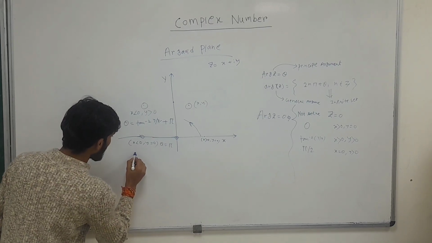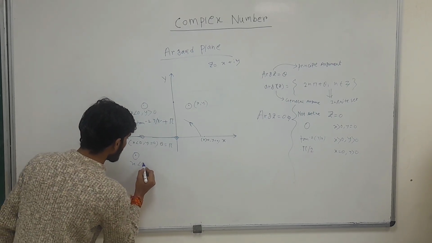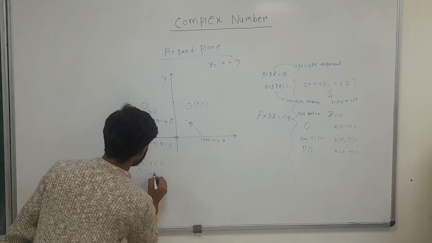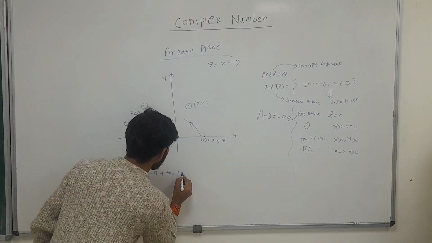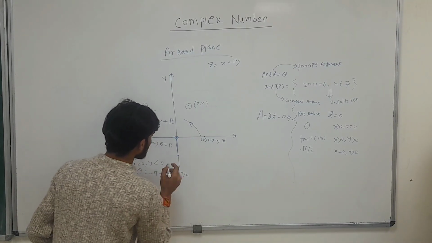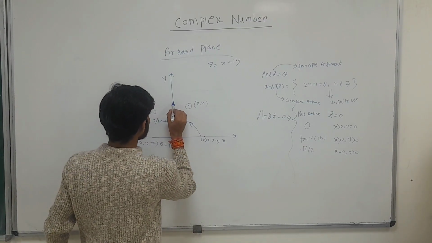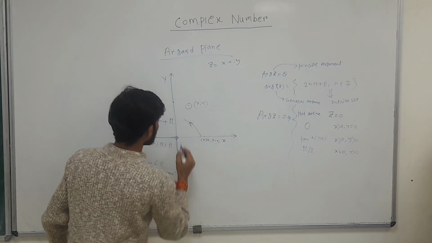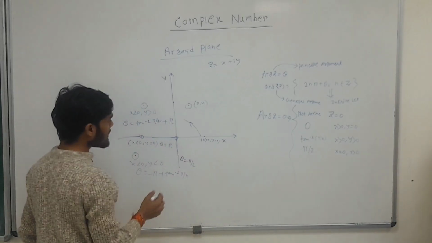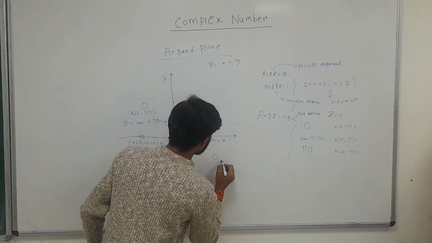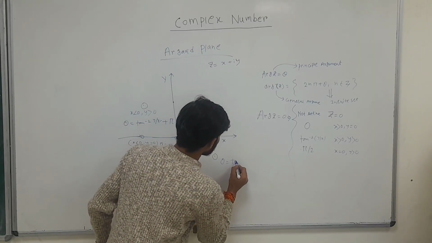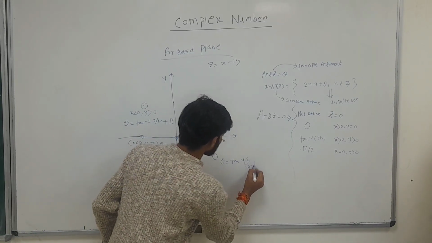And if your theta is in the third quadrant, where x is negative and y is negative, then theta will be minus pi plus tan inverse y by x. And if your theta is at this point, you can easily see that if this was the theta pi by 2, then this theta will be minus pi by 2. And if your complex number z is in the fourth quadrant, then your theta will be tan inverse y by x.